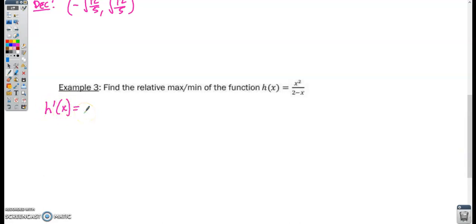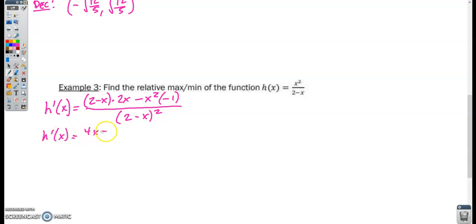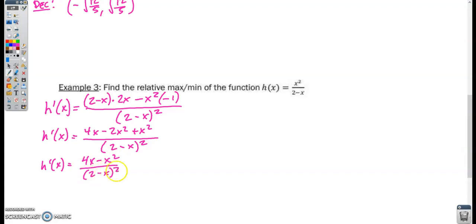H prime of x, I'm going to use the quotient rule here: low times the derivative of high, minus high times the derivative of low, square the bottom, and away I go. And if we simplify this, we've got h prime of x equals 4x minus 2x squared plus x squared all over 2 minus x, the quantity squared. And so we end up with h prime of x equals 4x minus x squared all over 2 minus x, the quantity squared.